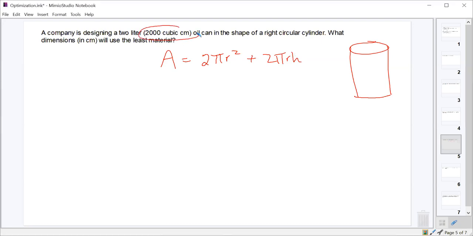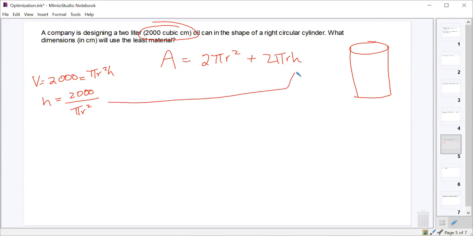The volume. Given the volume, right? We got a volume here. So what does our volume need to be? It needs to be 2,000 cubic centimeters. And what's the volume of a cylinder? Pi r squared h, which tells us that h is equal to 2,000 over pi r squared. Everybody would agree with that, I hope. Just dividing by the pi r squared. So all we got to do is take that h, plug it in over here, and we now have surface area is 2 pi r squared plus 2 pi r times 2,000 over pi r squared.